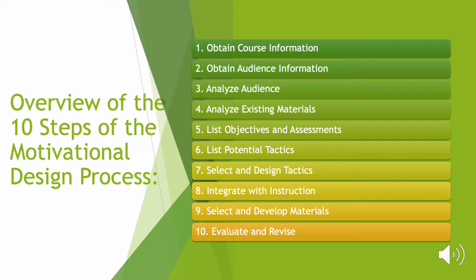Before I dive into the details of the course itself, I'd like to talk about the 10 steps of the motivational design process. I just have a simple overview of the 10 steps right here on the slide. We've got to obtain course information, audience information, analyze the audience, and then analyze the existing materials, list the objectives and the assessments, list potential tactics, select and design tactics, integrate with instruction, and then select and develop materials, and finally evaluate and revise. I'm going to go over each step of the process as I talk about the course.